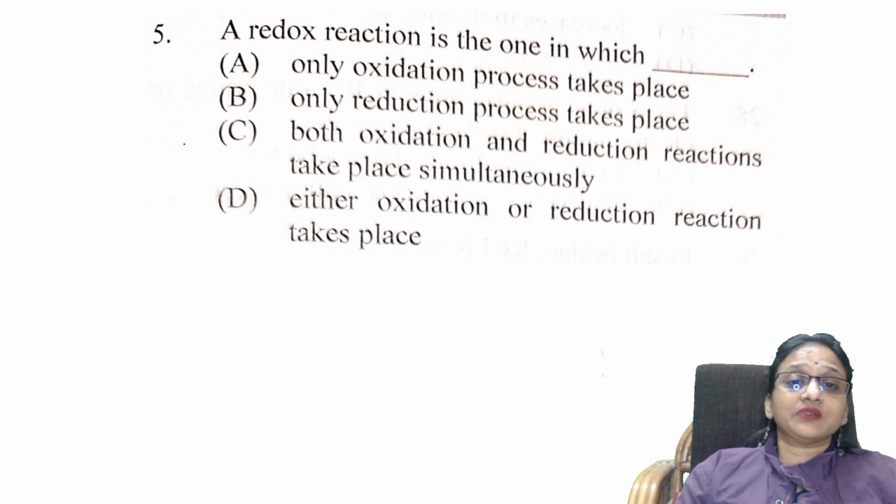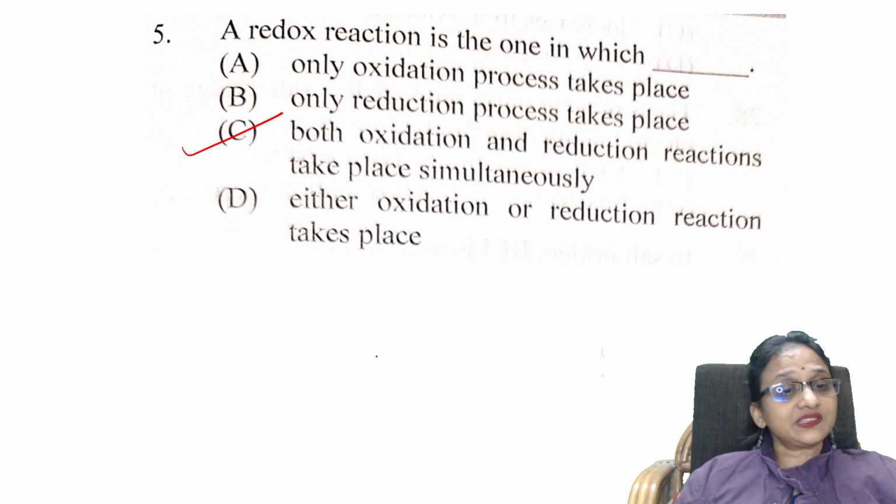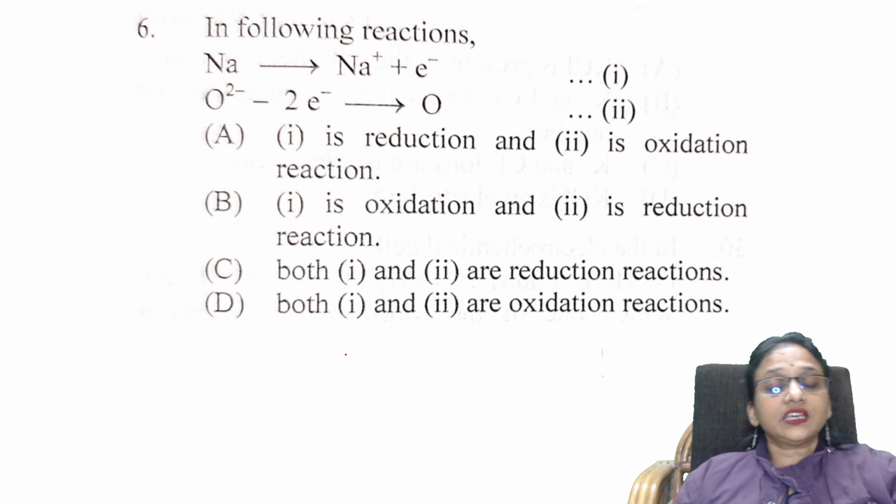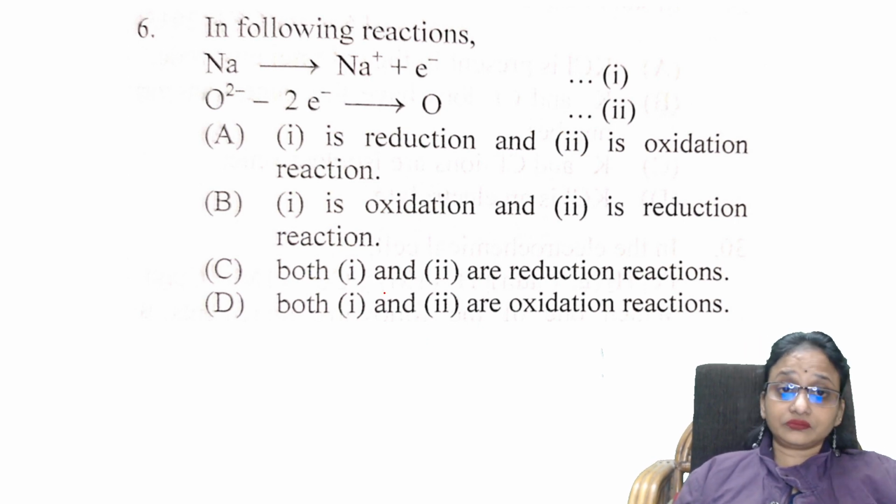Yes, it is nothing where oxidation and reduction happen simultaneously. Easy. Okay. Next question. In the following reactions, sodium gives Na+ plus an electron. Oxygen takes 2 electrons because it requires 2 electrons, and becomes an oxygen ion. Now they are asking you a particular thing. What actually is happening?